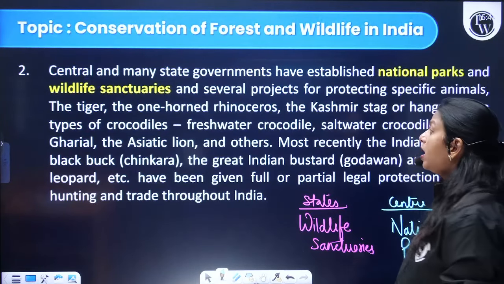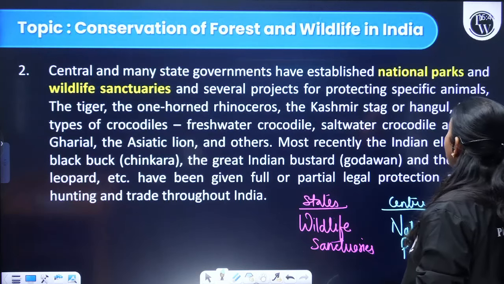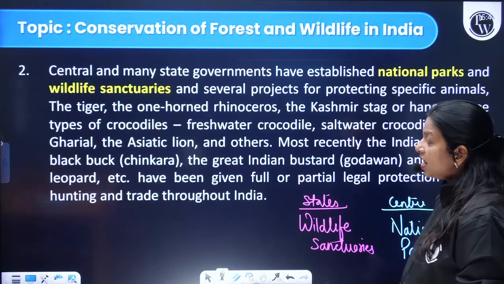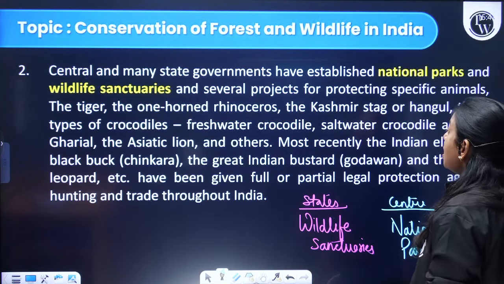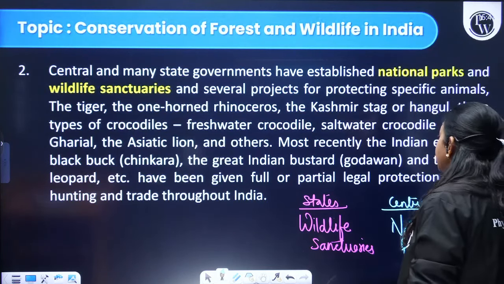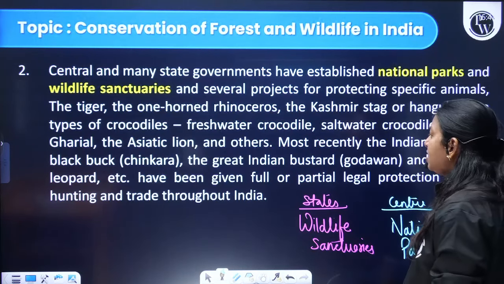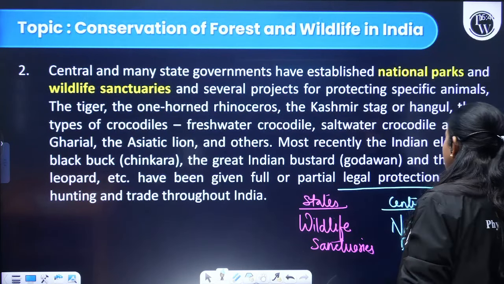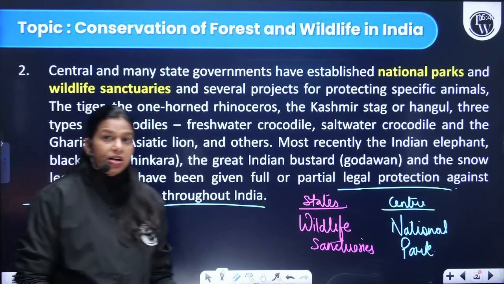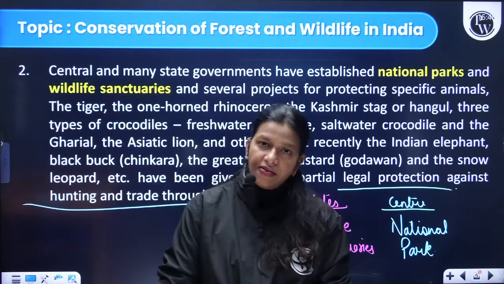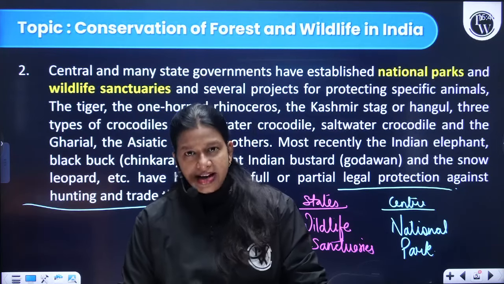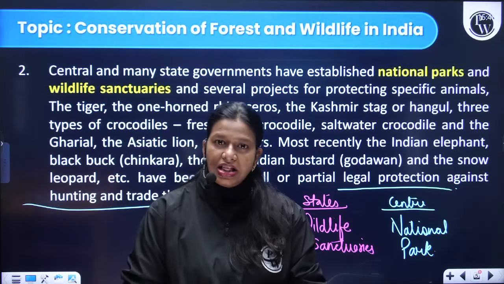The tiger, the one-horned rhinoceros, the Kashmir stag or hangul, three types of crocodile, freshwater crocodile, saltwater crocodile, and the ghadiyal, the Asiatic lion, and others. Most recently, the Indian elephant, black buck, the great Indian bustard, and the snow leopard, etc., have been given full or partial legal protection against hunting and trading throughout India, right? So the state governments are becoming more aware and are making sure that they are also taking a step into protecting the wildlife and the flora in their areas.